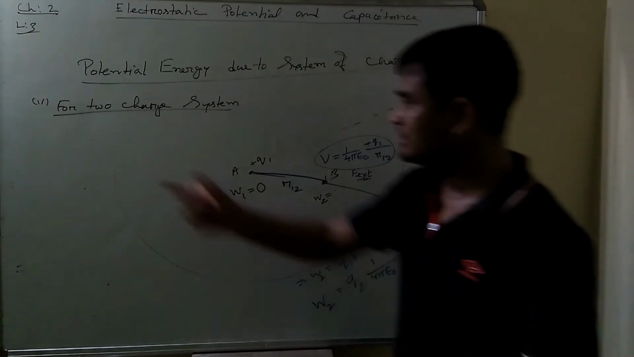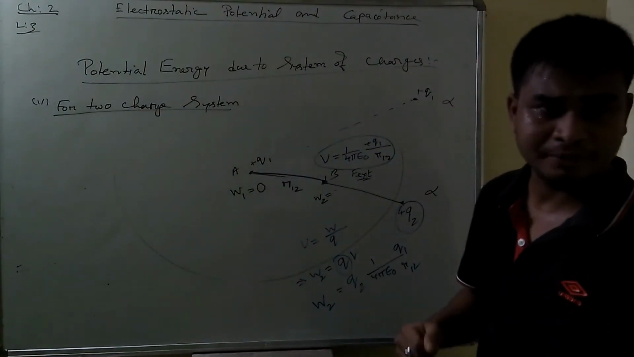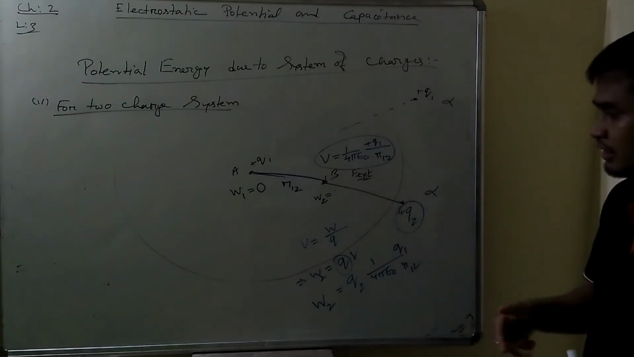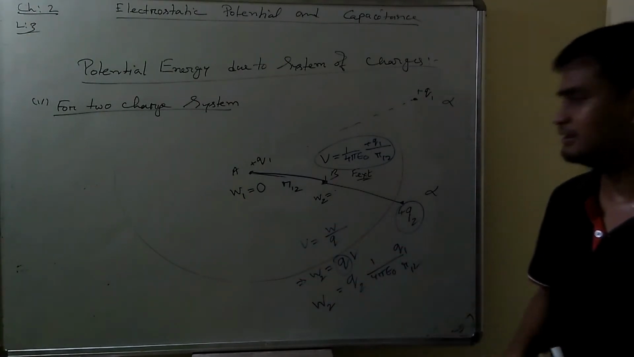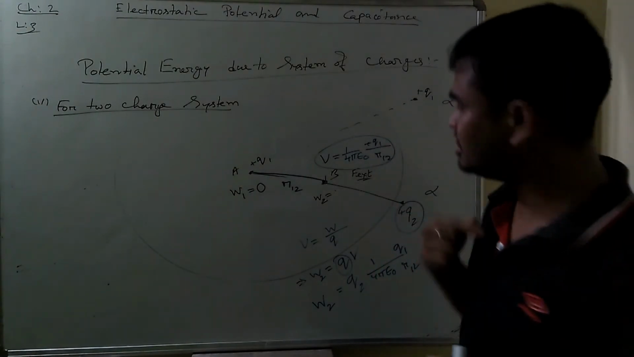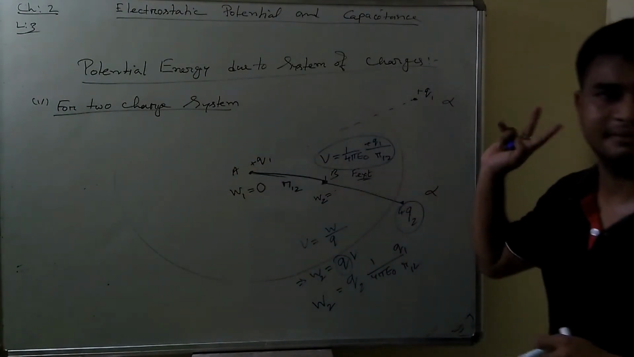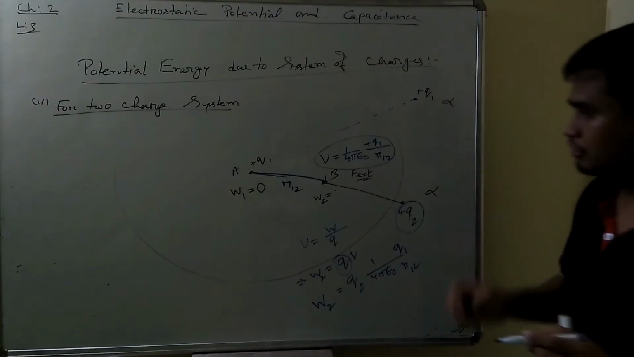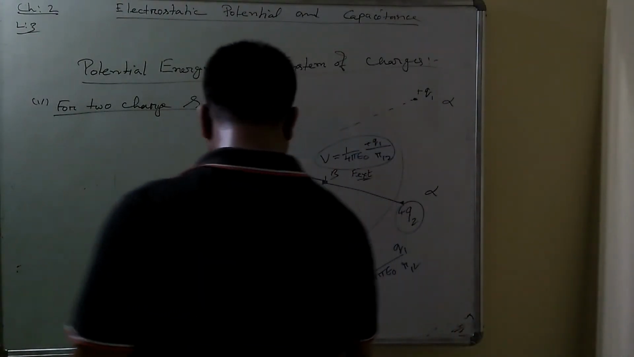Okay, what are we considering? A two charge system only. Therefore, what will be the total work done? Total work done will be W1 plus W2. That much work done will be stored as potential energy in the system. Clear? So we can write.